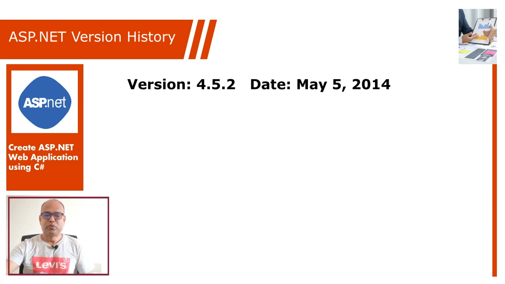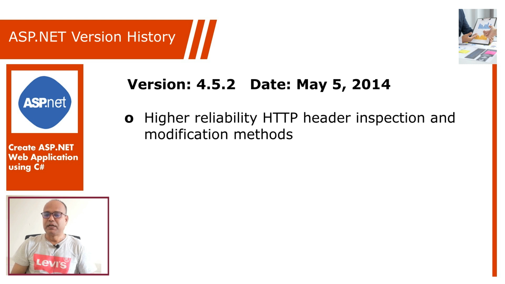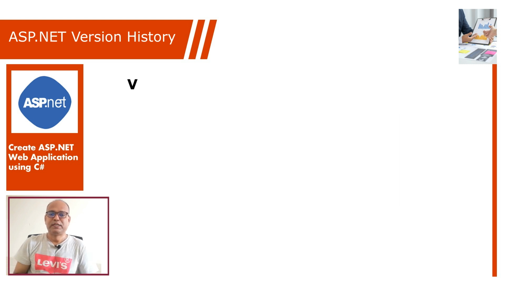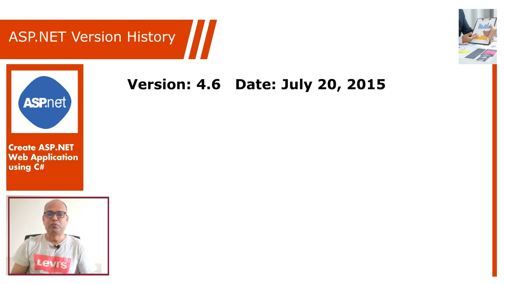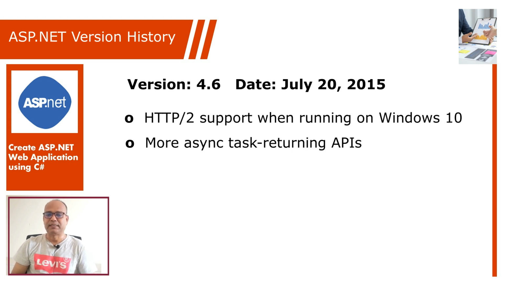Next, the version is 4.5.2. Features: higher reliability, HTTP header inspection and modification methods. The version 4.6 was released July 20, 2015. Features are HTTP/2 support when running on Windows 10, and more async task-returning APIs.